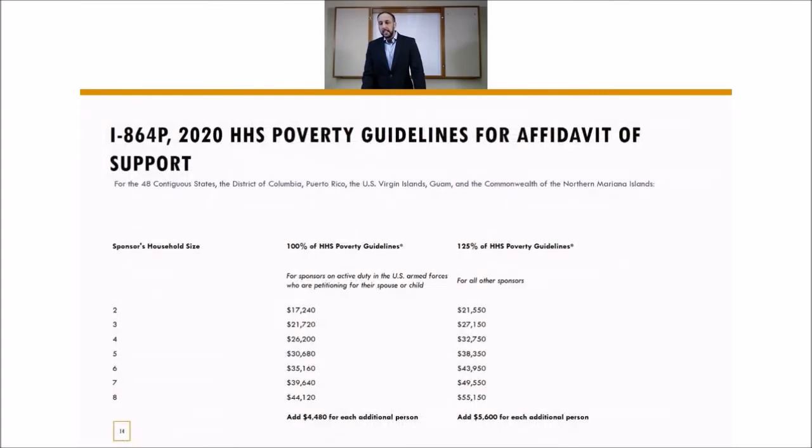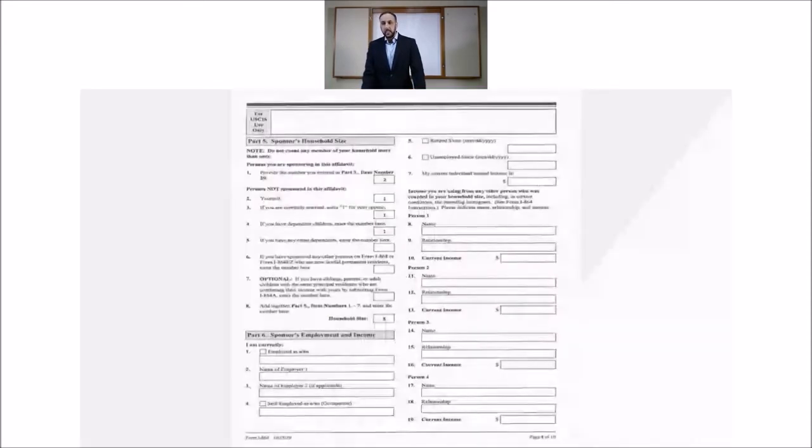That person needs to make $38,350 adjusted gross income on their federal taxes in order to qualify. If they don't, then we'll need a joint sponsor.